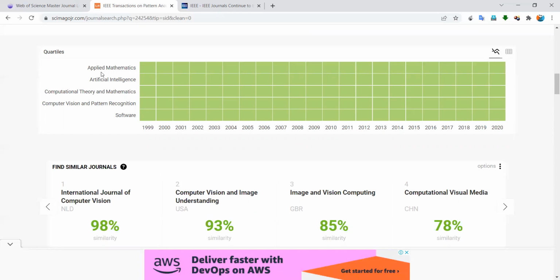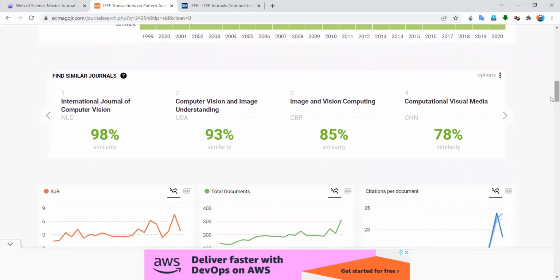Okay. Now coming to the quartiles. These are the quartiles we have already seen under two tracks, and all are Q1. Now, additionally, when the journal is so powerful, there are very few chances that your work will get accepted. So there should be some alternate set of journals. Here are the similarity index based other journals where you can consider your work for acceptance.